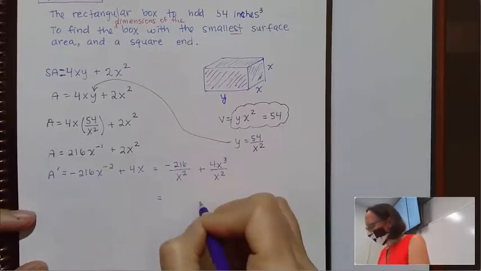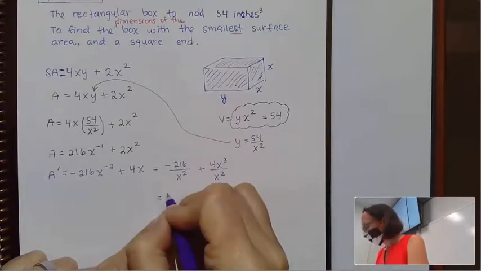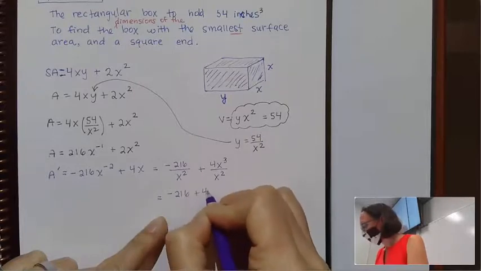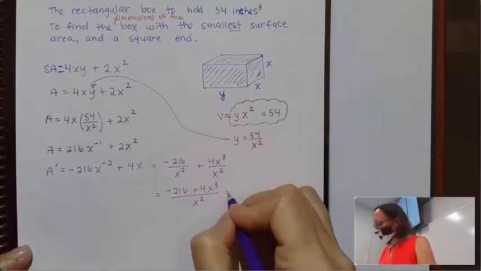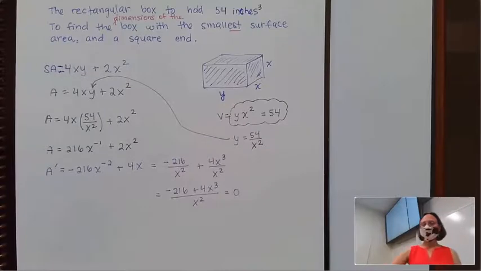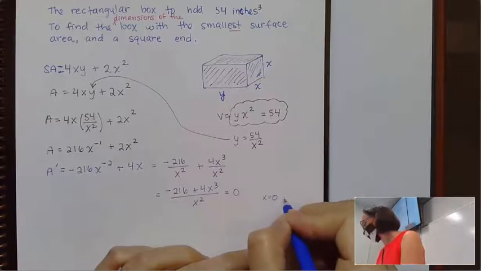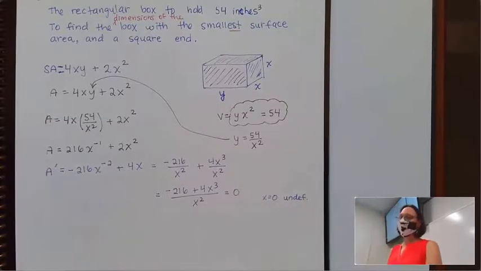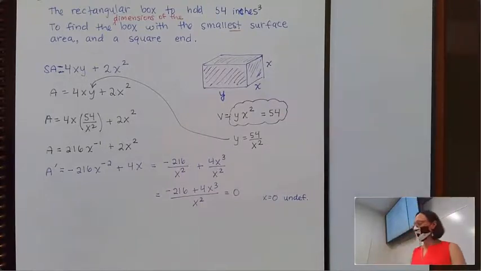So on top, I'm just, well, it doesn't matter. If I put all of that together, I've got negative 216 plus 4x cubed all over x squared. Now, if I set that equal to 0, a couple things to note. X equals 0 would make this undefined. But also we had an actual box. If x were 0, we have problems. We don't actually have a box. So x equals 0 is kind of like that boundary point. I can't actually go to x equals 0.